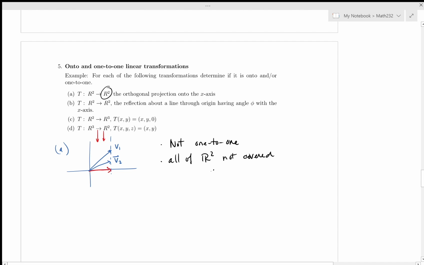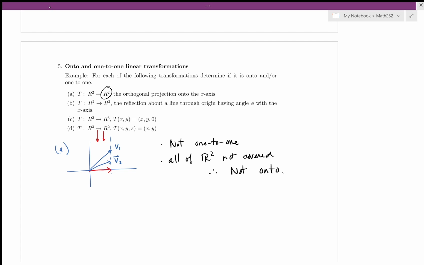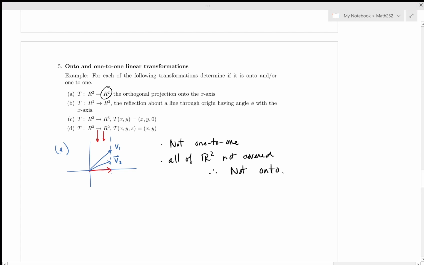Therefore, it is not onto. Well, it's neither. So this one is an example of neither. It's not one-to-one, and it is not onto. All right, let's take a look at B.